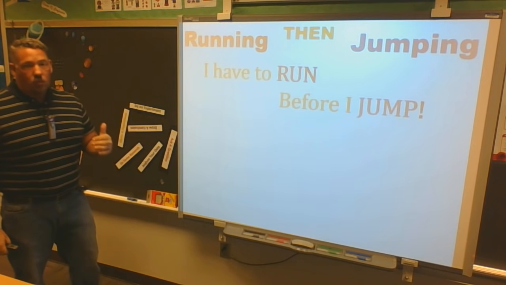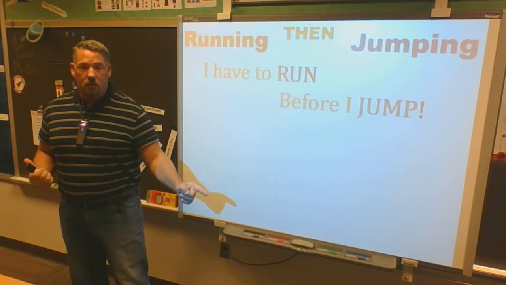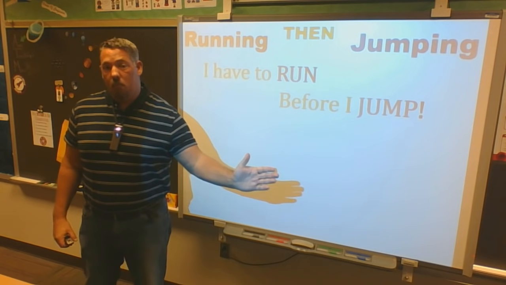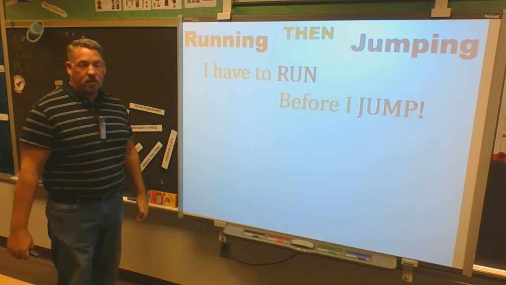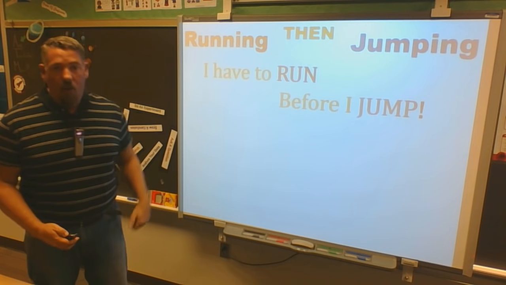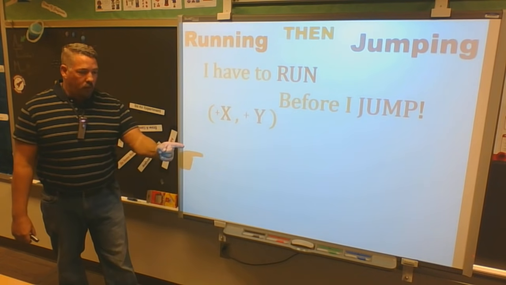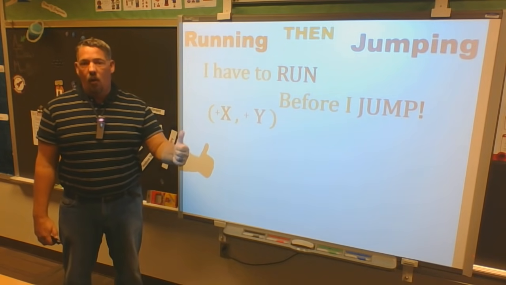So if I always run before I jump, I know I'm either going to run forward or run backwards. If it's positive, I'm going to run forward. If it's negative, I'm going to run backwards. But then I can jump. I can either jump up if it's positive, or I can jump down if it's negative. Positive tells me I can go forward. Positive tells me to go up.